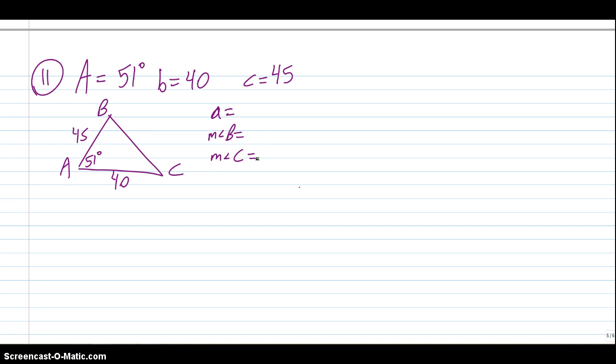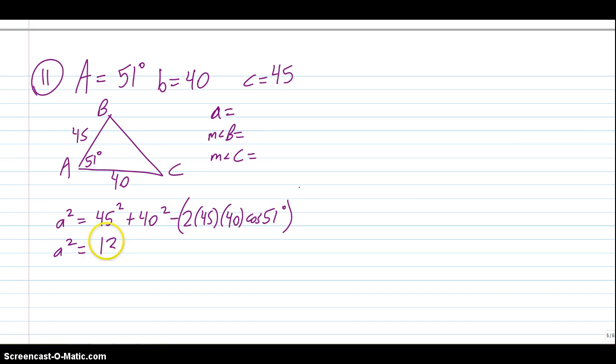Well, side angle side, I can use law of cosines to get side A pretty easy, right? A squared equals 45 squared plus 40 squared minus 2 times 45 times 40 times the cosine of 51 degrees. You can actually, believe it or not, type all this in your calculator. The only thing I would do is put parentheses around that whole part right there. That way you'll get it nice and neat. When you do, you get A squared equals 1359.44, blah, blah, blah. Anyway, take the square root of that, and you get A is 36.87. And then we can figure out one of the angles.